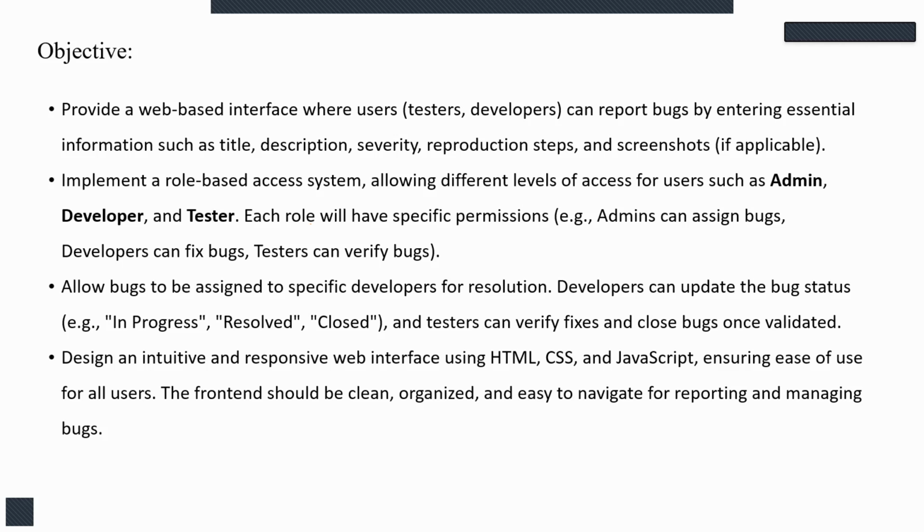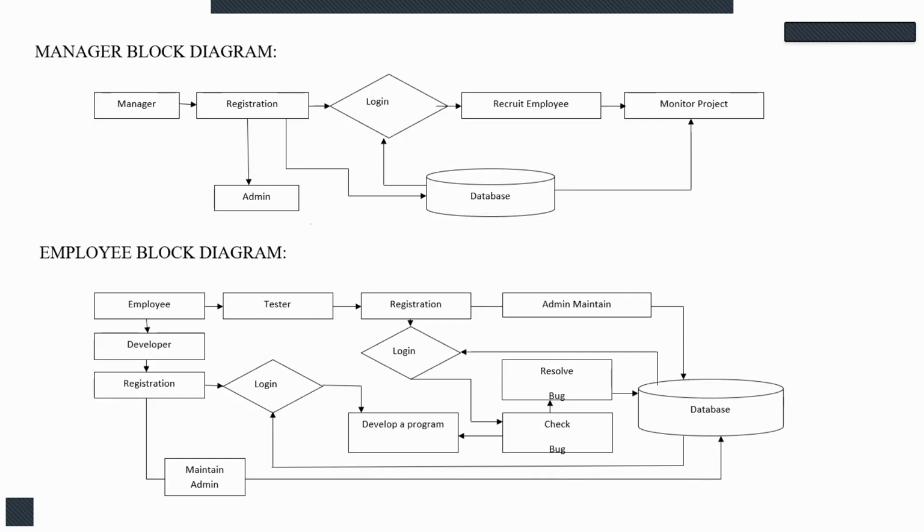Next, we are allowing the bugs to be sent to specific developers for a solution. Developers can update the bug status to the testers as they are fixing the bugs. After fixing the bugs, they report to their managers or their admins. And we are using front end tools like HTML, CSS, and JavaScript to design an intuitive and responsive web interface. So the front end can be clean, organized, and easy to navigate for reporting and managing bugs.